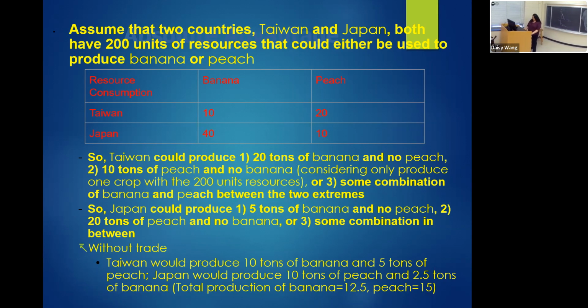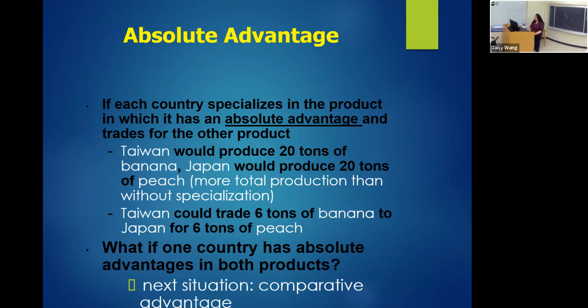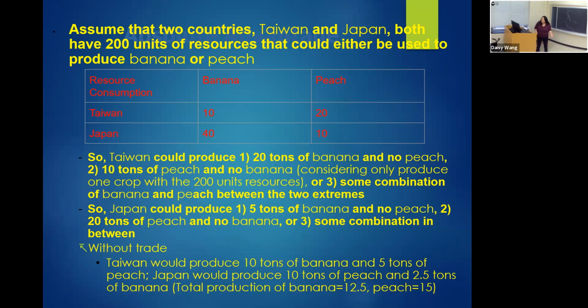So without trade, I'll show you the chart. Without trade, Taiwan can produce 10 tons of banana, 5 tons of peach. Okay, it's somewhere in between here. And then Japan can also do somewhere here. Okay, 10 tons of peach and then 2.5 tons of banana. So total production from the two countries is 12.5 and then 15.